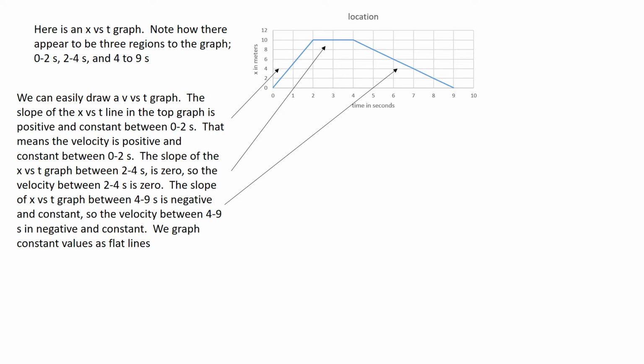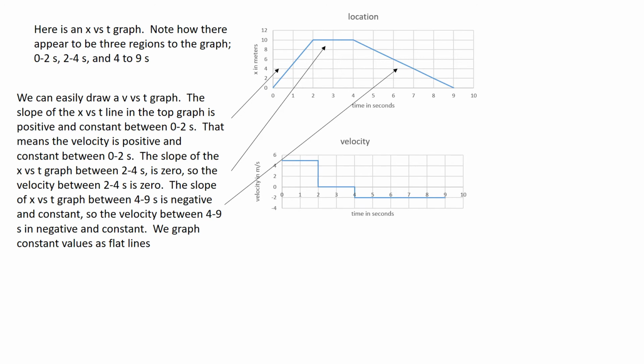How do you graph constant values? You graph them as flat lines. So the v versus t graph would look as follows. Between 0 and 2 seconds, I have a constant value. Since I gave you numbers in the upper graph, you could actually tell me what the slope is. Between 2 and 4 seconds, the slope is 0. That is a 0 line.